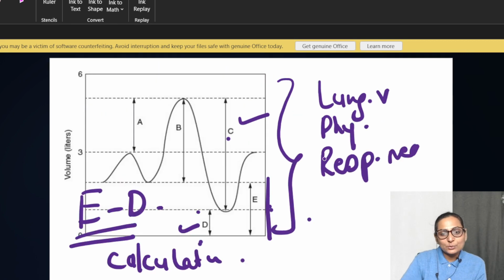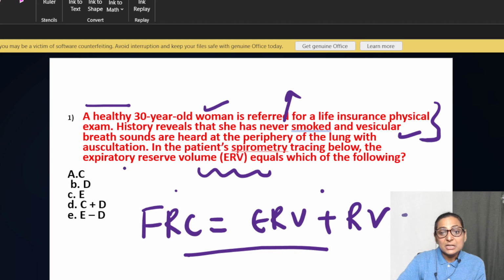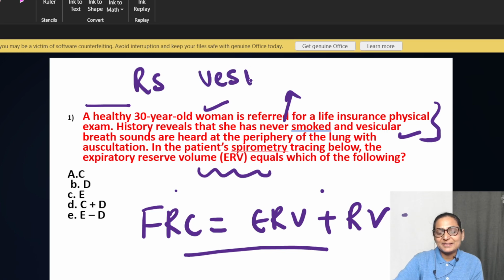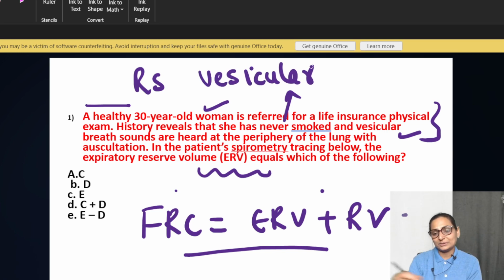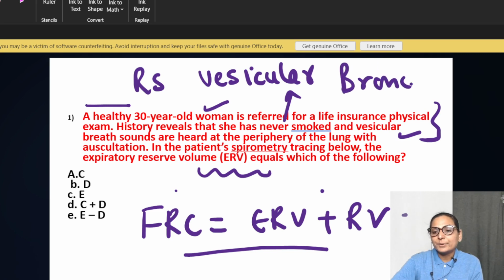As far as the vesicular breaths which were given in the question, you know that normally also when you auscultate your respiratory system, you are going to get vesicular breath sounds all over the chest, except over the tracheal region where you get the bronchial breath sounds, right?